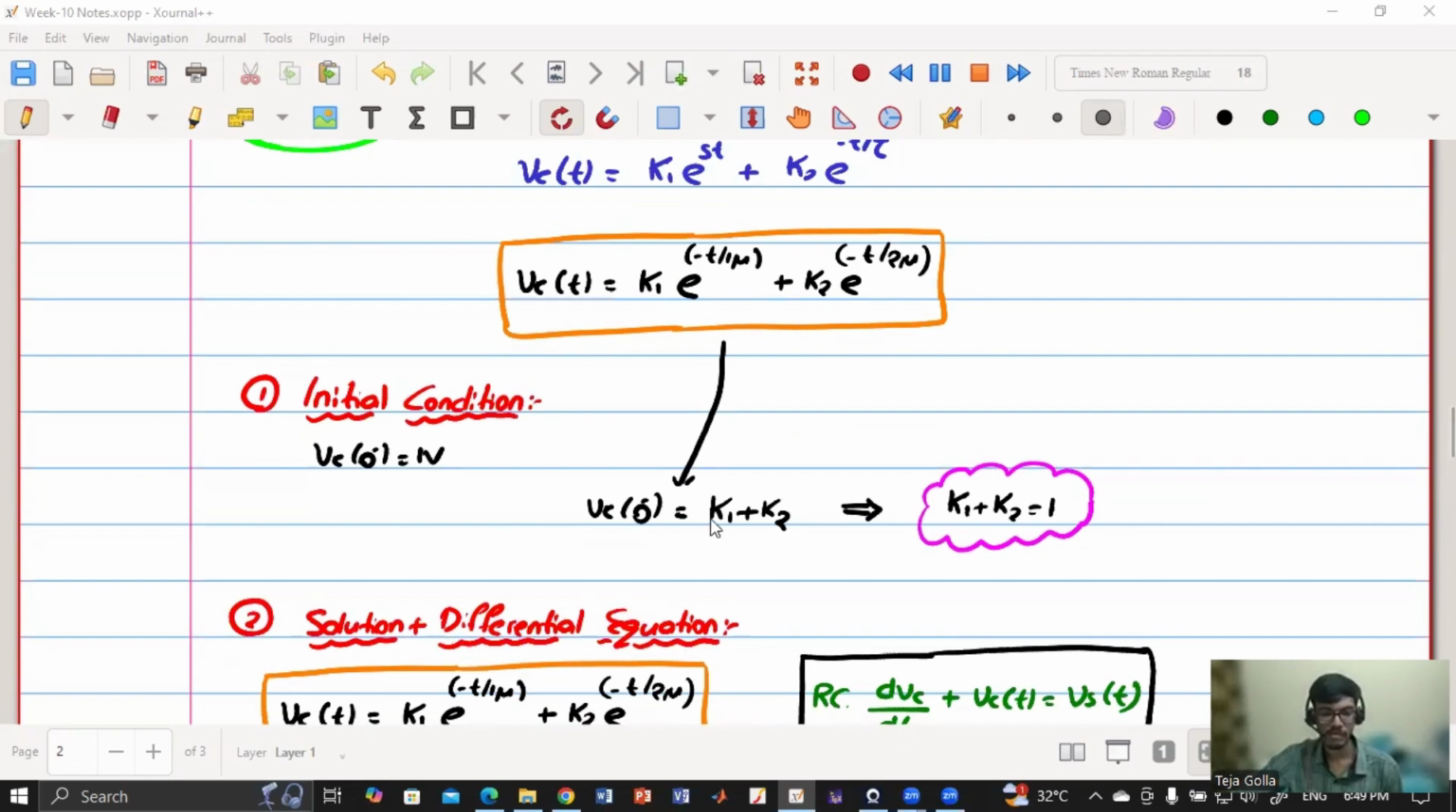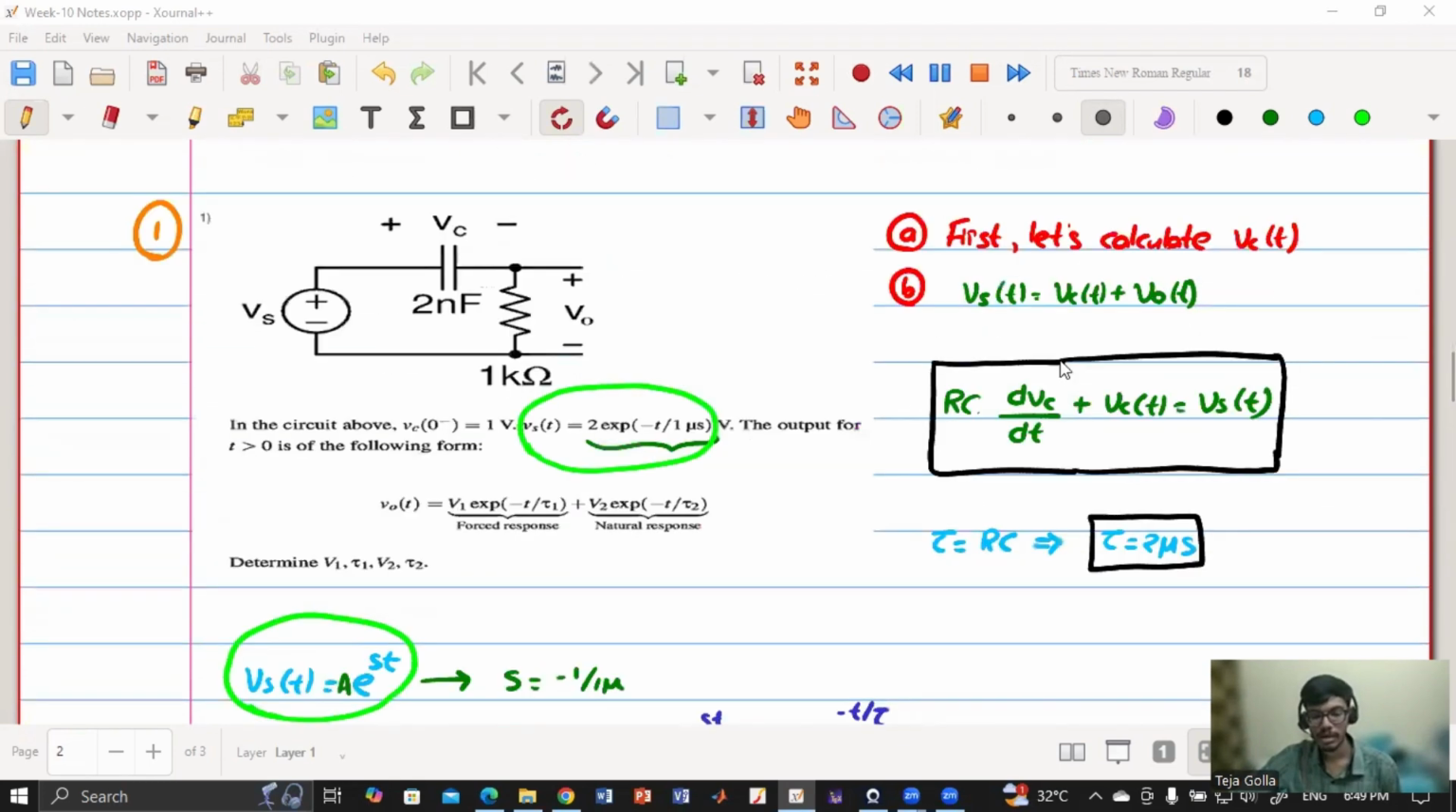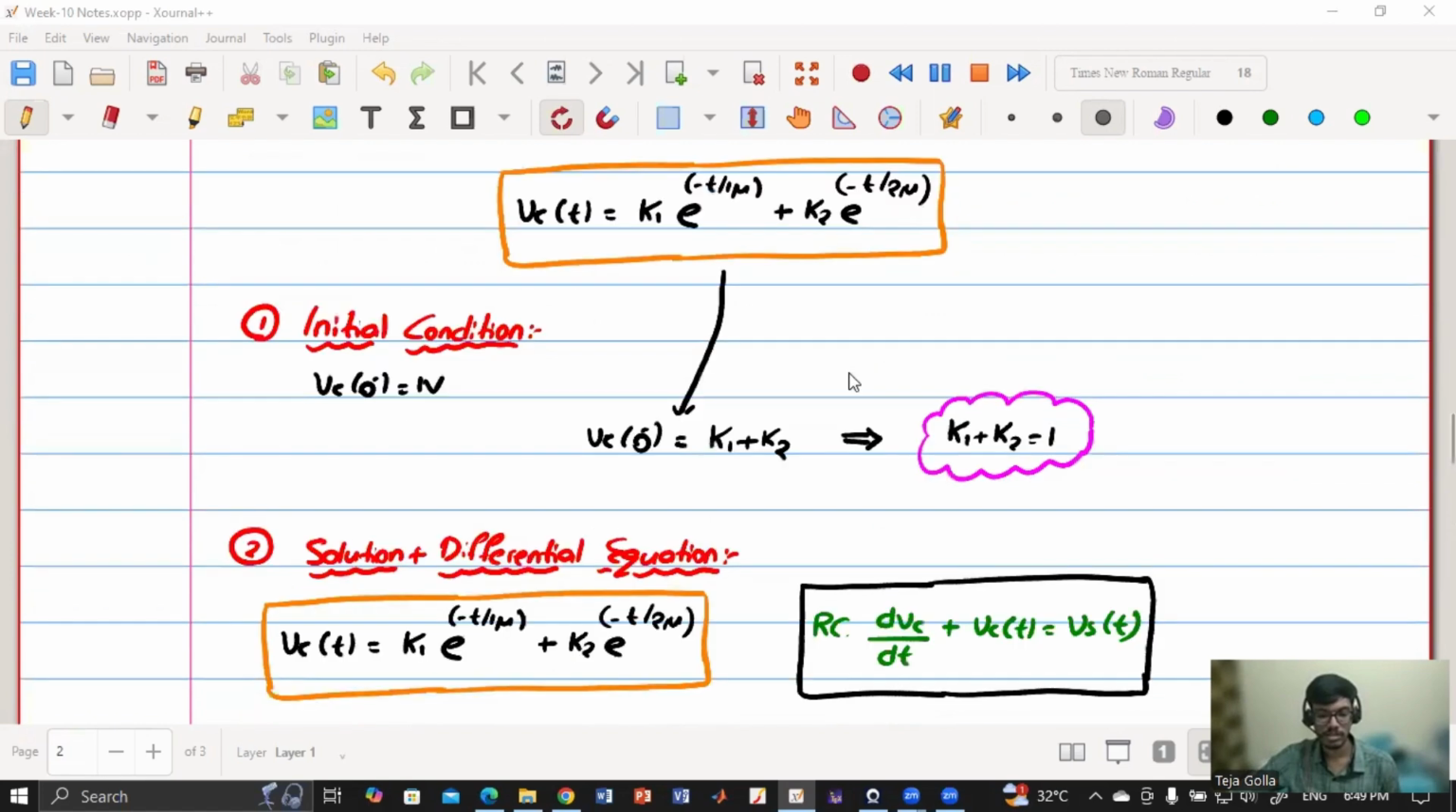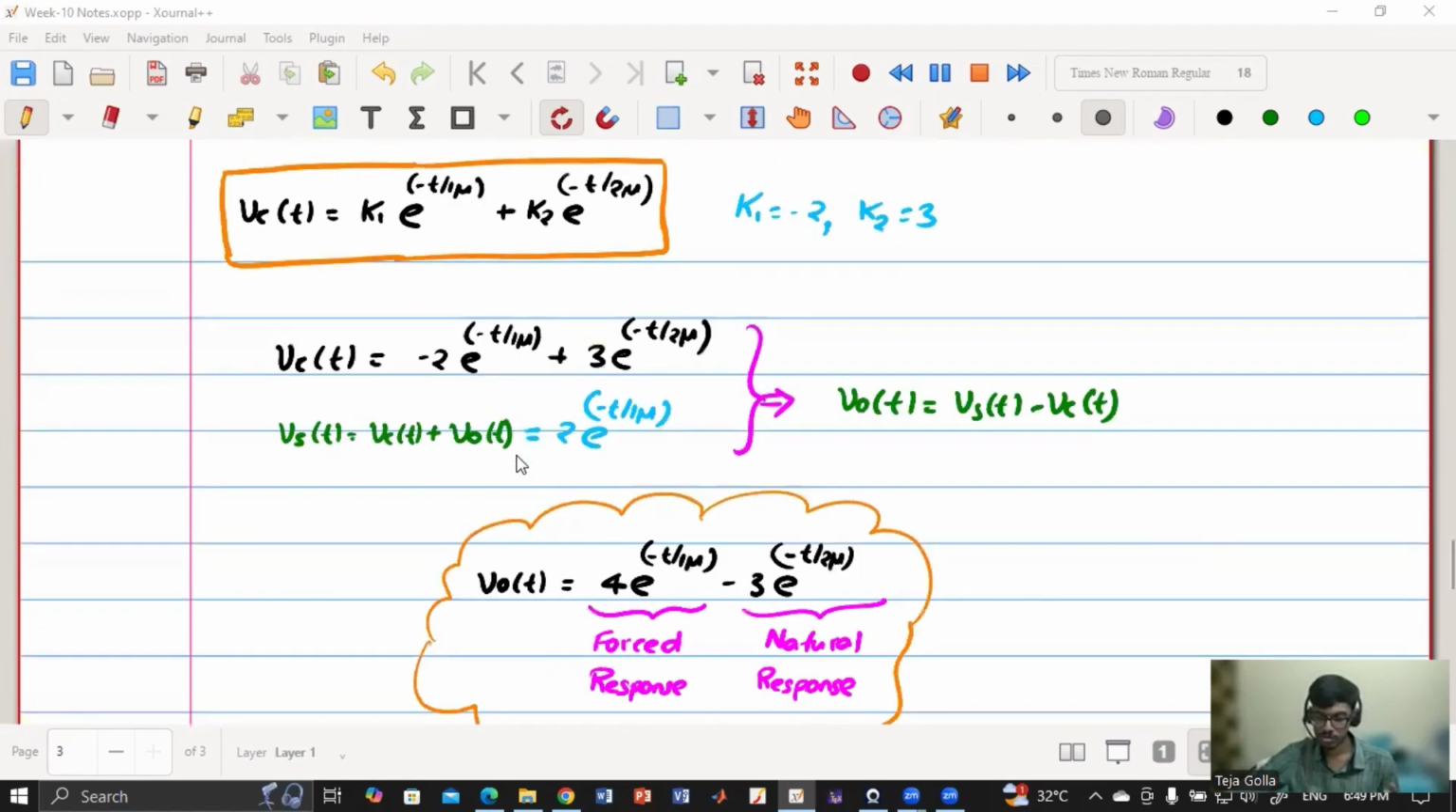Substituting in the differential equation. But the differential equation is not in terms of V naught of t. You have to first convert in terms of V naught of t and then substitute. Or I can directly calculate Vc of t and then substitute in this. So both methods are equally correct. I am more comfortable with this because when I'm teaching you, you should not be confused. So that's why I have chosen this. It is very straightforward.